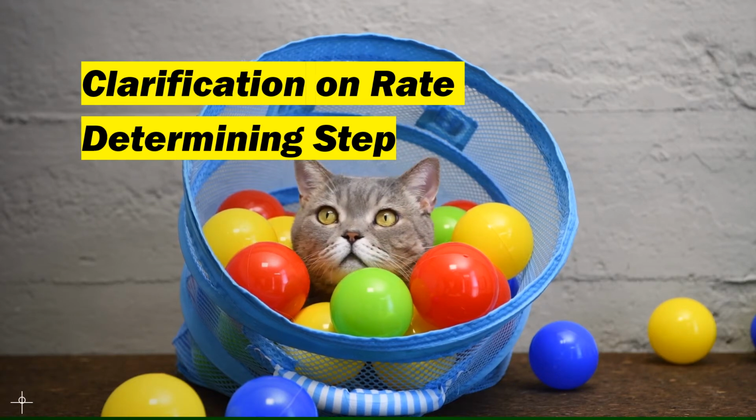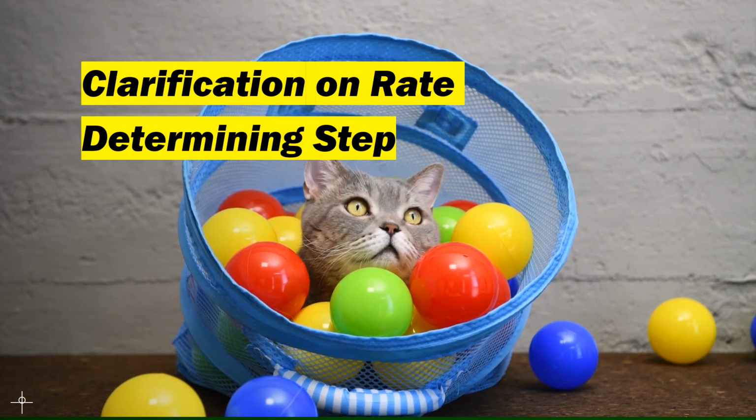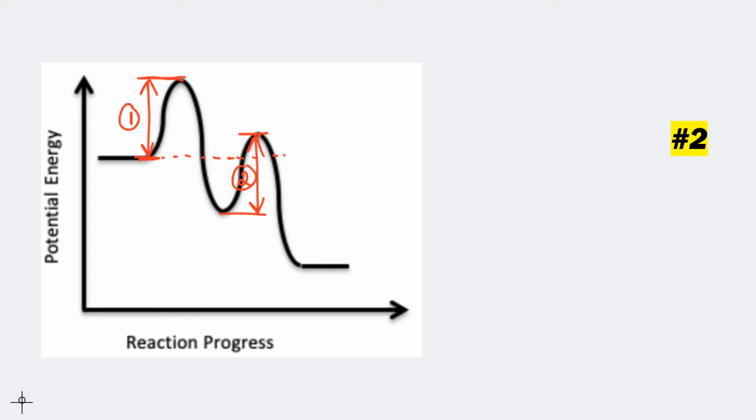So this is a clarification on determining the rate determining step. This is number 2 on your problem set. Technically there are two reactions. The thing is that it's from your reactants to the transition state each time, and from there you determine which one is the rate determining step, which is the highest. You're supposed to measure from the reactants to the transition state each time.